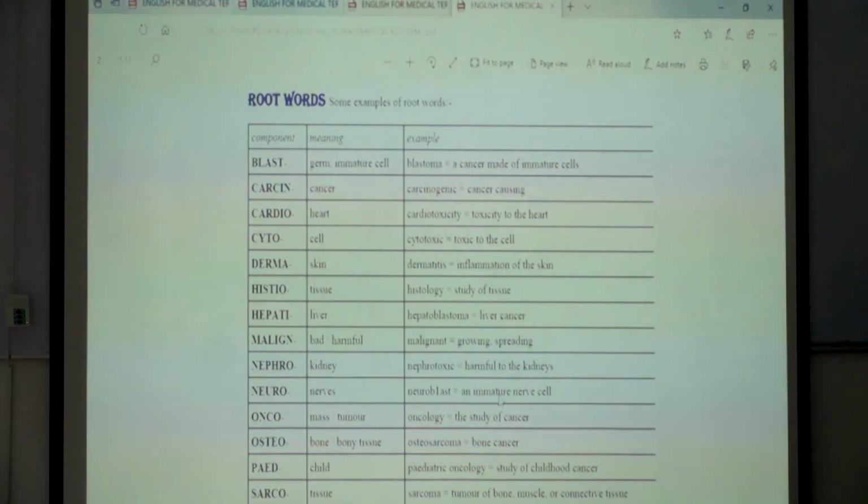Oncology means specialist in the cancer studies. See, the science of the cancer studies or the study of cancer. Osteo is a bony tissue or bone. Osteomyelitis, osteoarthritis, osteitis. This is some example we are talking about.